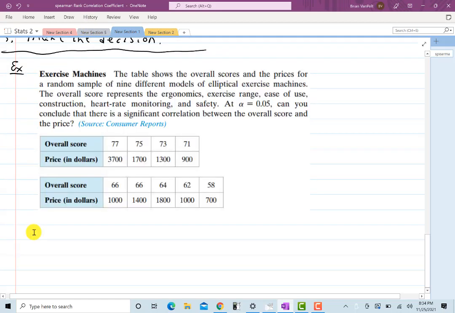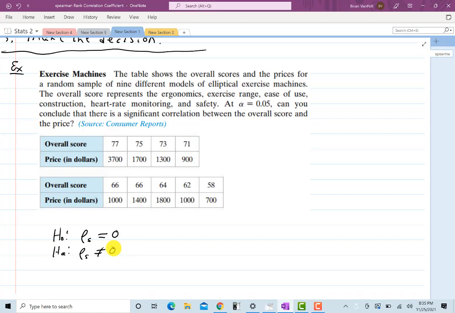All right, here's our first example. I can make life easier on you in the following format. H sub 0 and H sub A. For this section, they're always the same. Rho sub S does equal 0, or rho sub S does not equal 0. Rho sub S equals 0 means that there's no linear relationship. Rho sub S does not equal 0 means that there is some linear relationship.